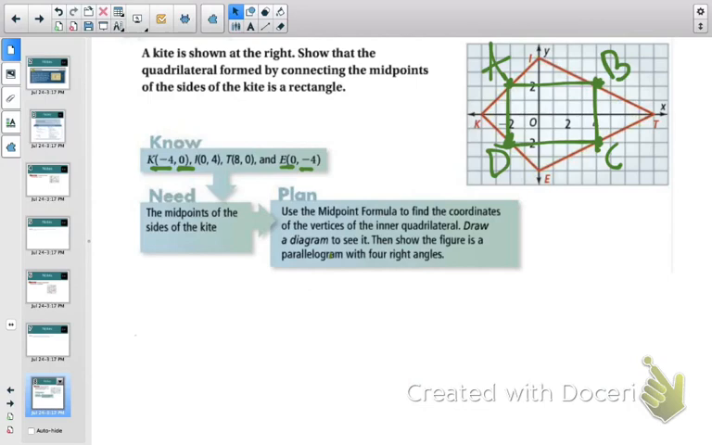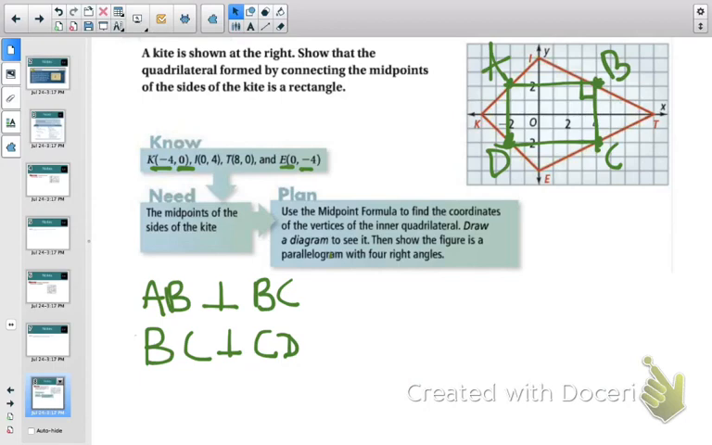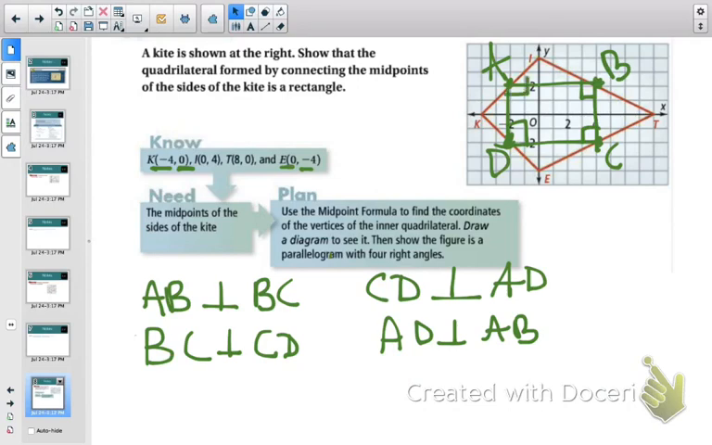So we can say that AB is perpendicular to BC, and BC is perpendicular to CD, since we have a vertical and a horizontal line, and CD is perpendicular to AD, and AD is perpendicular to AB, like that. Okay, so hence we have a rectangle.